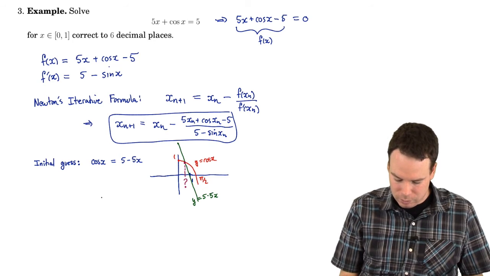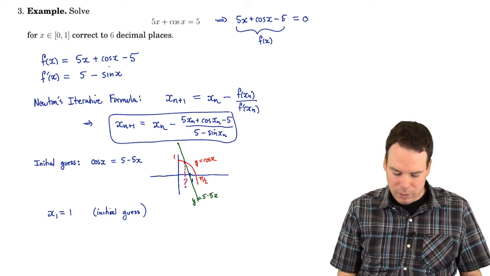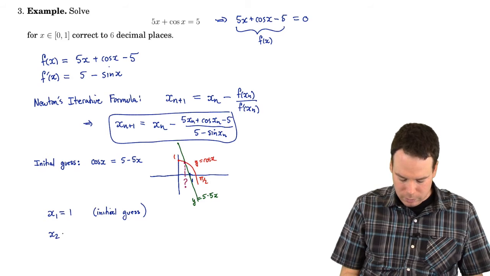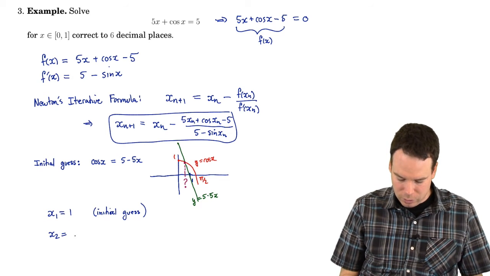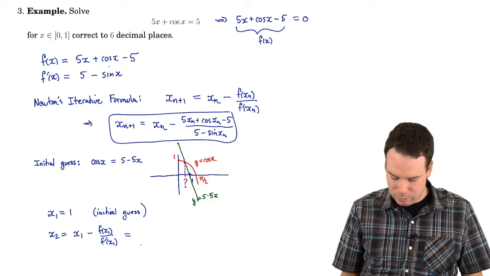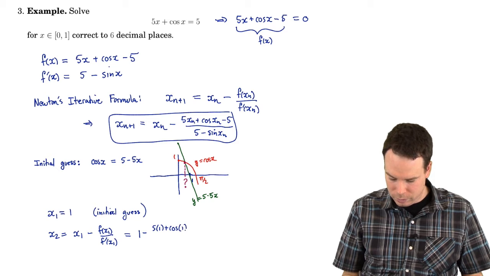So what we're going to do here is we're just going to take x equals 1 to be our initial guess. Now we have an initial guess, we have our iterative formula, so now we just start cranking away. What is going to be x2? Well, x2 is x1 minus f of x1 all over f prime of x1. So that means plug 1 into the expression up here. So that's 1 minus 5 times 1 plus cos of 1 minus 5 all over 5 minus sine of 1.